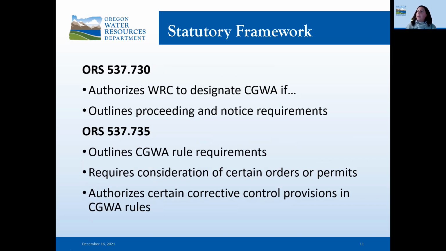So moving on to section 735. Are you seeing it on your screen? Yes, I am. Thank you. Okay, perfect. So this section outlines the rule requirements for a critical groundwater area rule, and this includes a definition of boundaries of the area, and it must also contain a provision requiring periodic review of the area in order to determine its continued need. Finally, section 735 authorizes the Commission to include 1 or more corrective control provisions in the critical groundwater area rule.